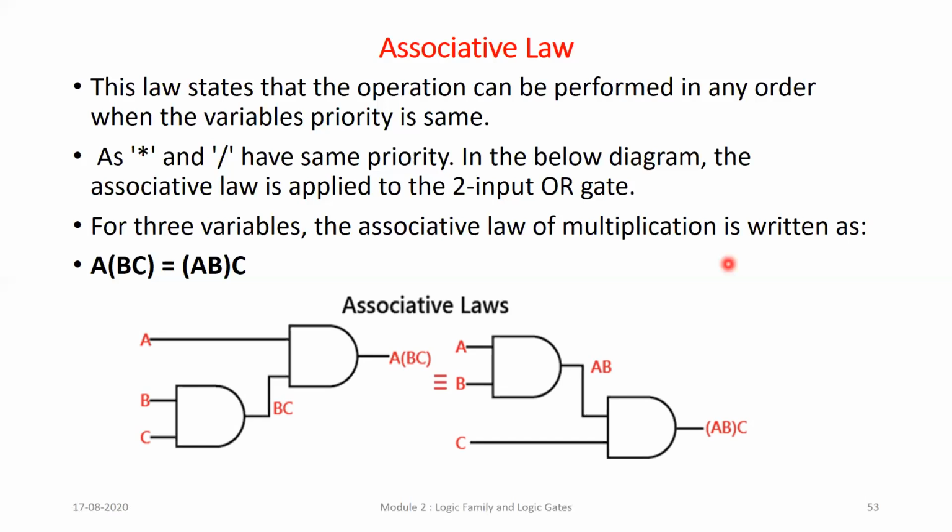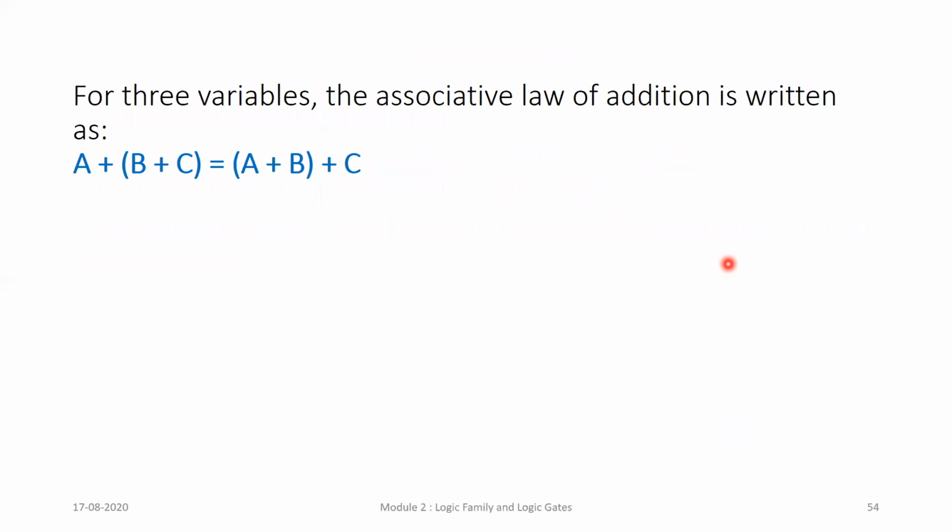Now suppose I give you associative law of addition. Write this equation and try to do it. So this is an addition operation which will be performed using a two-input OR gate. Okay. So the previous one was associative law of multiplication. This one is associative law of addition.